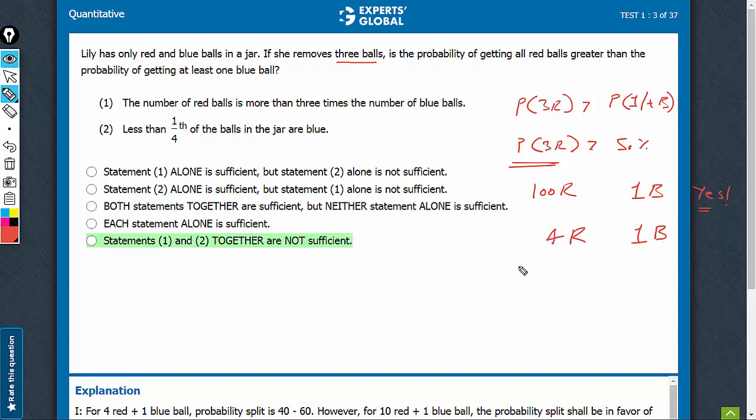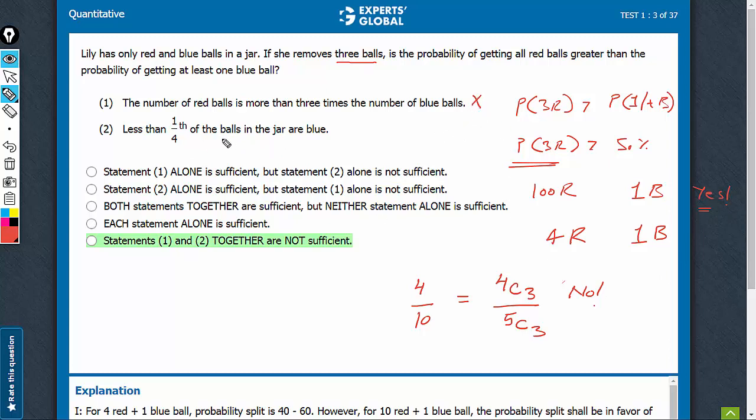What is the probability of all 3 being red? 4C3 upon the total, which is 5, so this is 5C3. 4C3 is 4, and 5C3 is 10. So see, this is only 40% probability. And for this condition to be satisfied, the probability should be more than 50%. So see, we have got a case of no as well. We got a yes, we got a no. So statement 1 is not sufficient.